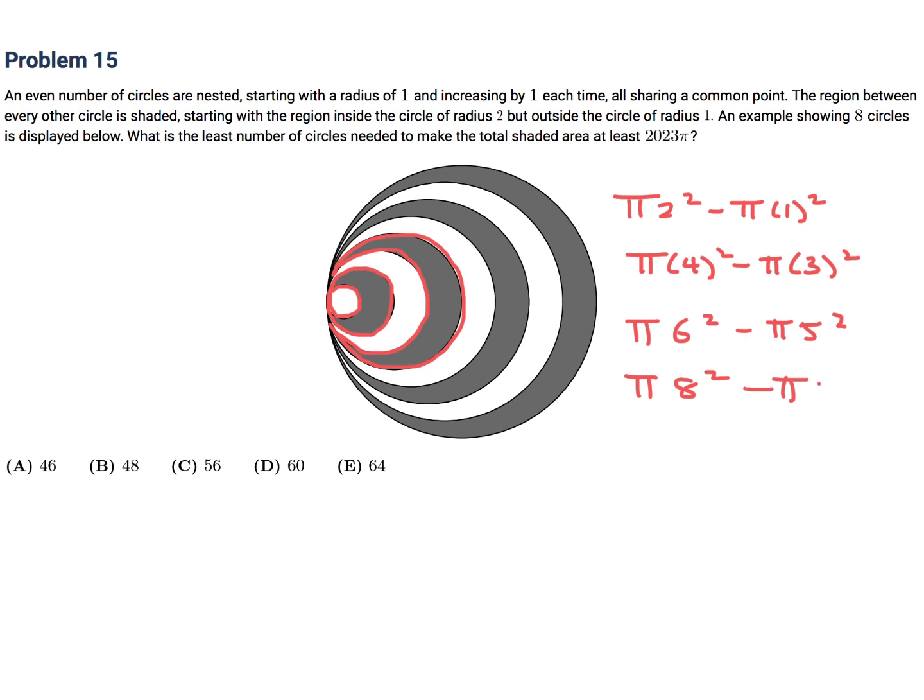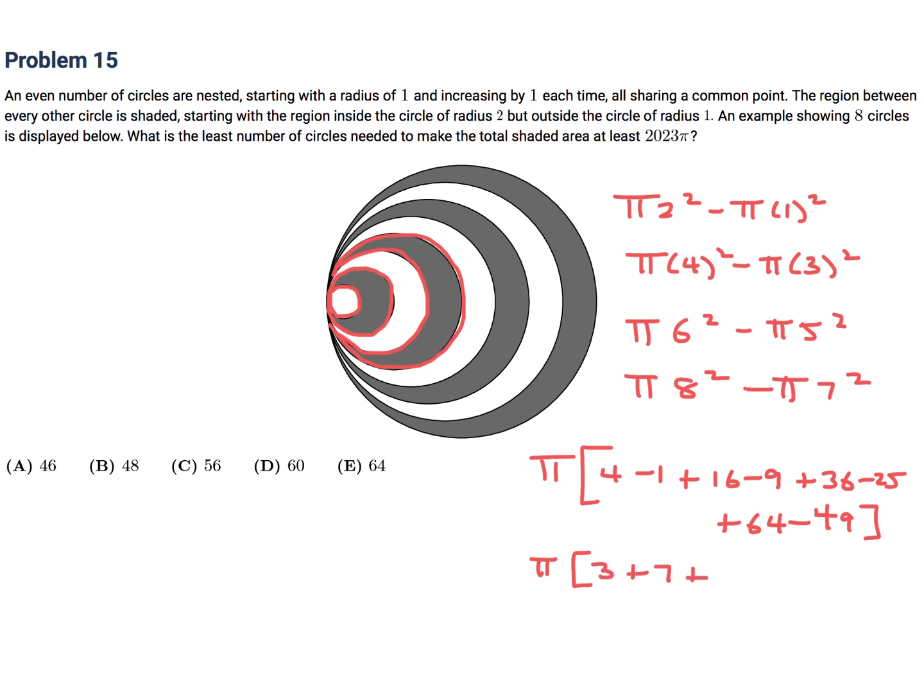So if you add these all up, factor out the pi, you'll basically get 4 minus 1 plus 16 minus 9, plus 36 minus 25, and then plus 64 minus 49. And then therefore it would be pi times 3 plus 7 plus 11 plus 15. Correct?